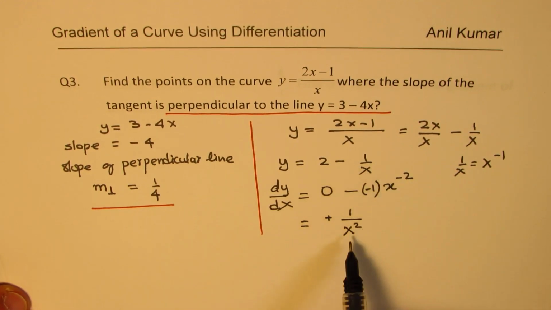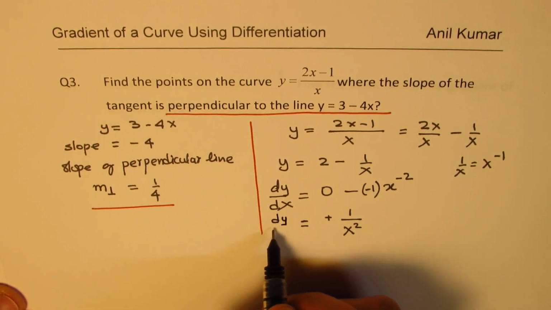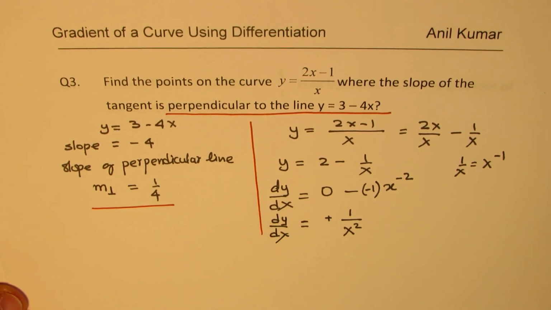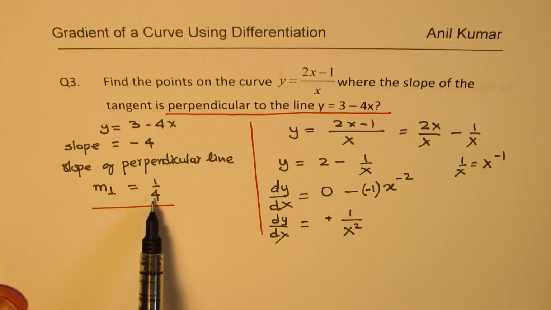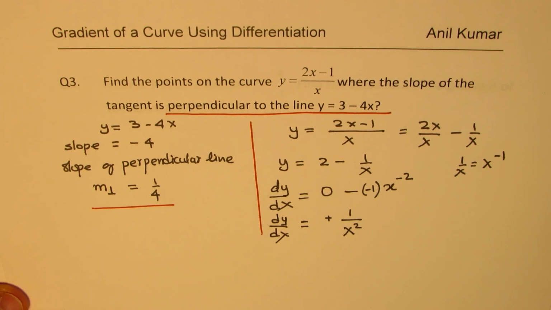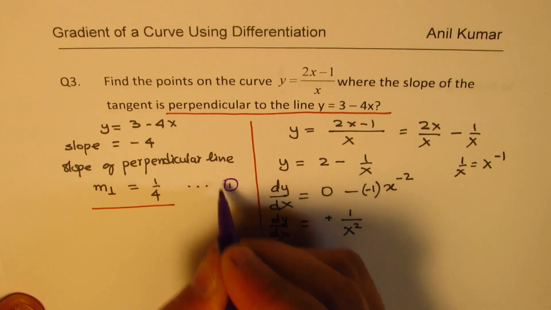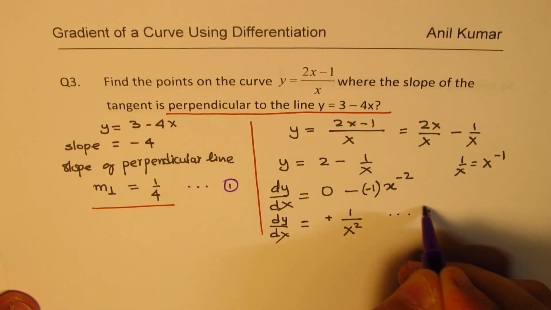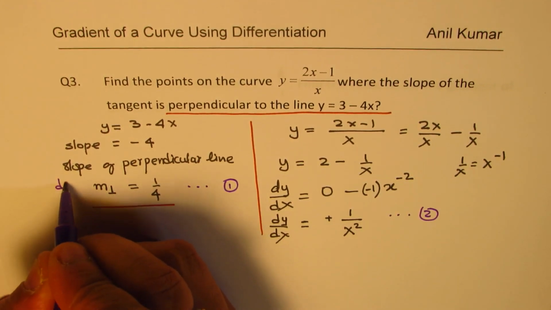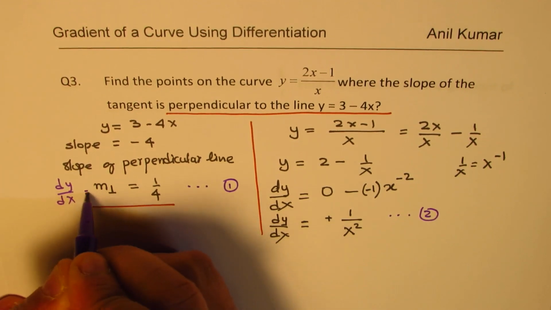Well, some of you can straight away write the same answer. But to begin with, since this is our very initial video on this topic, these steps help us, right? So we get the gradient as 1 over x square. Now, we need to find the points. So we already have the gradient, and that should be equal to 1 over 4, correct? So from these two equations, what do you say? 1 and 2, they should be same, right? So this is also gradient. This is what dy/dx should be, right?